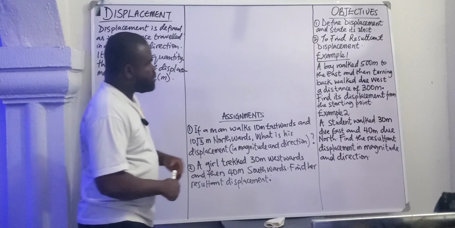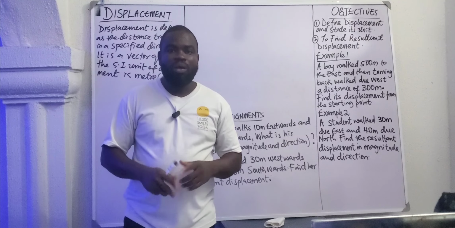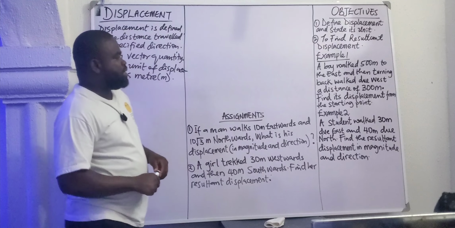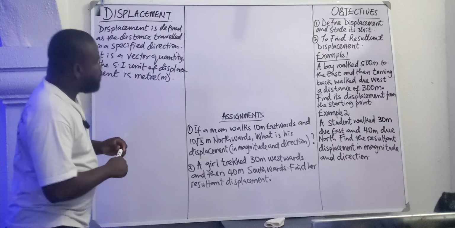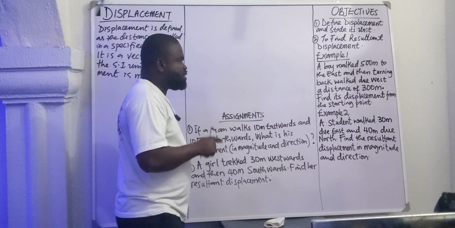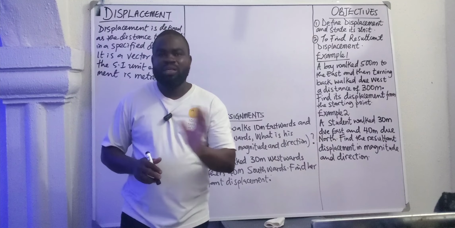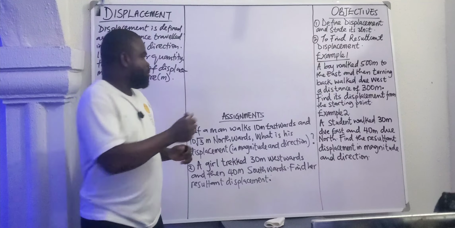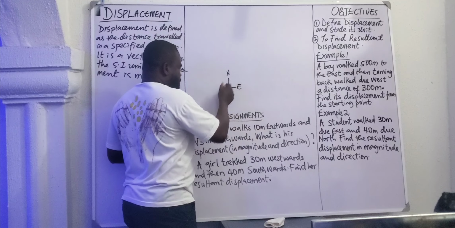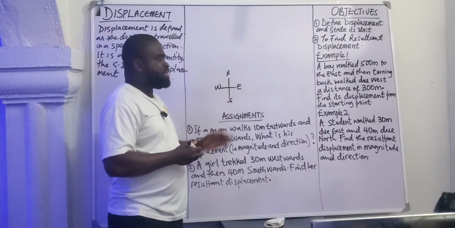So for us to calculate the displacement of a body, let's take 2 examples, example 1 and example 2. In example 1, a body walked 500 meters due east. Remember, we have 4 cardinal directions, 4 cardinal points. We have the north, the east, the west, and the south. So we use this to tell direction.